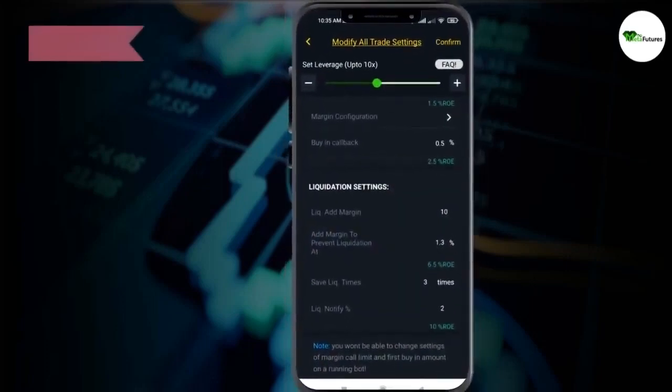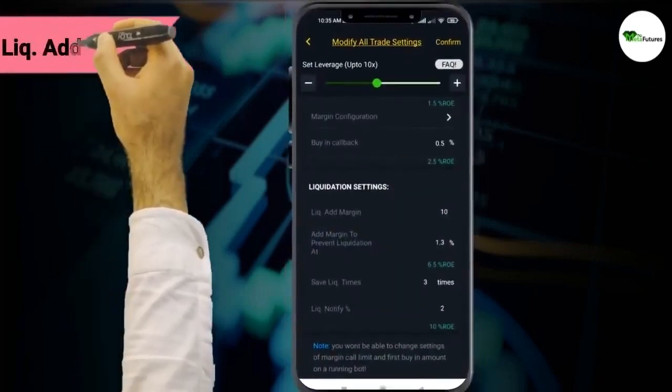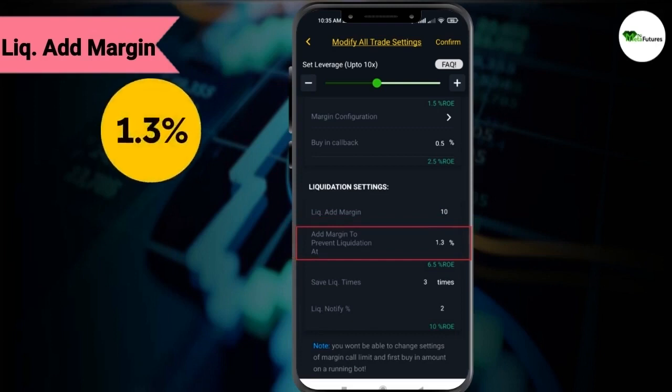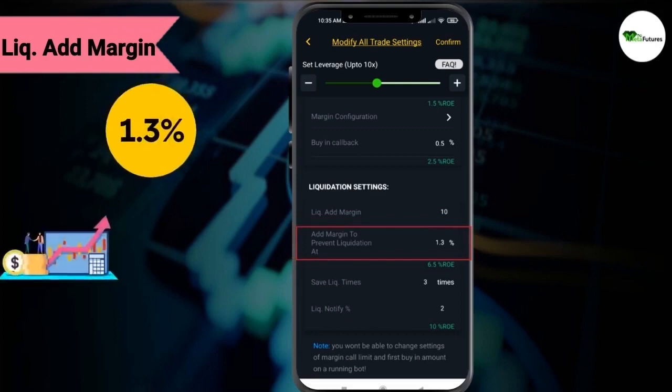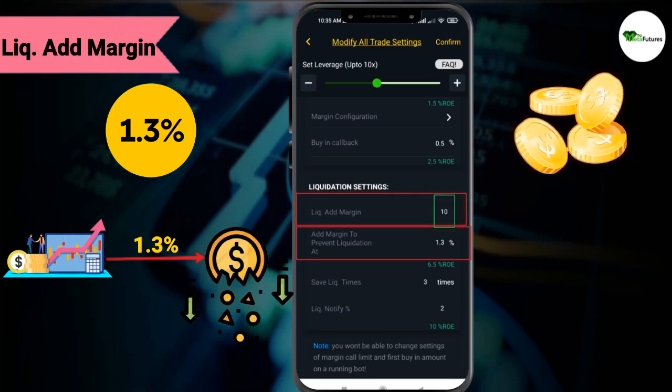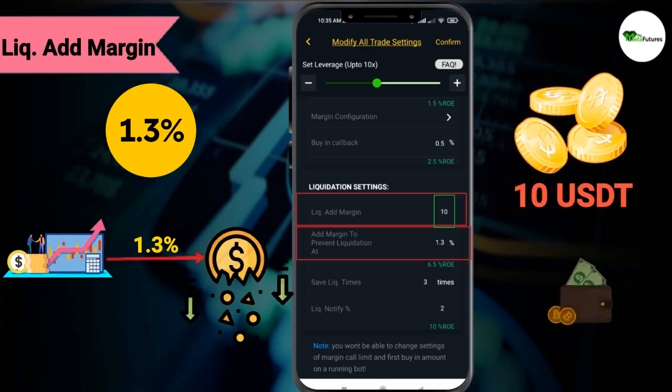Let's talk about liquidation settings. The first is to add margin to prevent liquidation. It is the percentage near the liquidation price at which the bot will add the liquidation add margin. As I have entered a 1.3% value in it, when the margin between the current price of your trade and the liquidation price remains 1.3%, then it will add margin amount. How much amount you want to add, you have to set that value in liquidation add margin. As I have set 10 USDT, when the margin between the current price and liquidation price remains 1.3%, then it will add 10 USDT from your account balance.